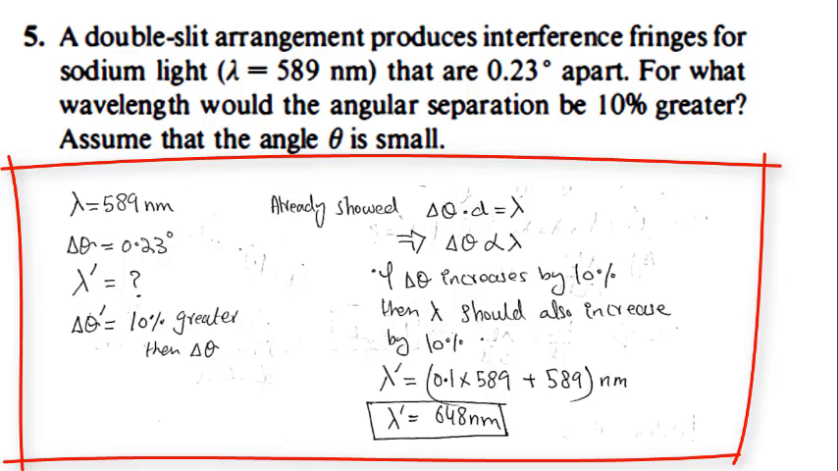So 10% means 0.1 multiplied by 589, plus 589 nanometers. So this gives me 648 nanometers. So this should be the wavelength.